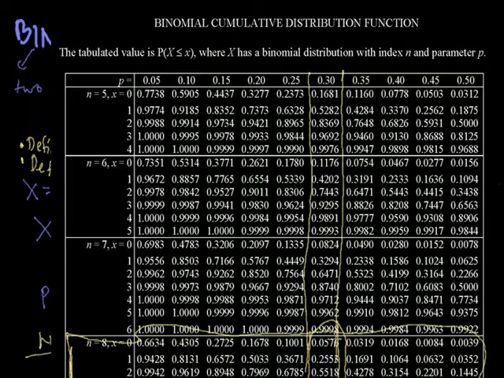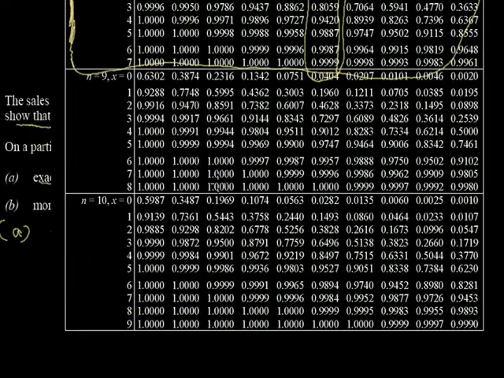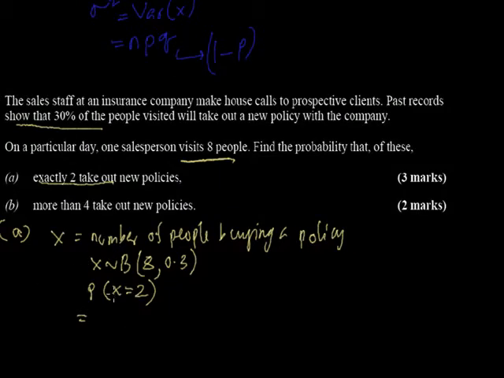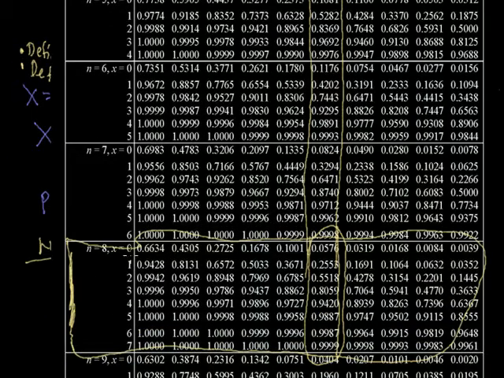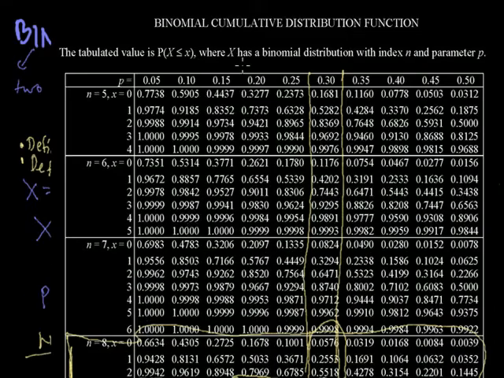But the problem is the sum that we did was x equals 2. So the question was exactly 2. If we go back to our table, we will see that the 2 we have here does not mean exactly 2, because it's a cumulative table. Again, it's a cumulative table. Cumulative table means less than or equal to.